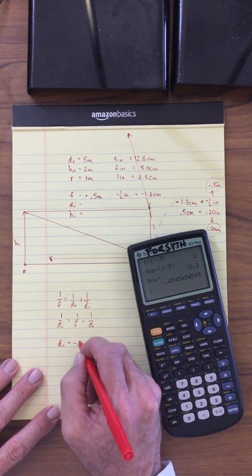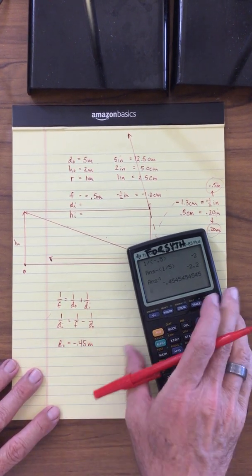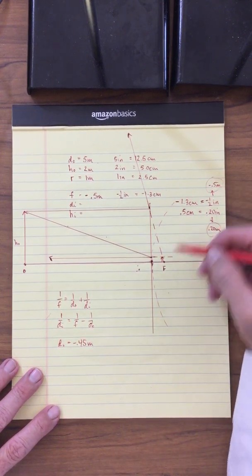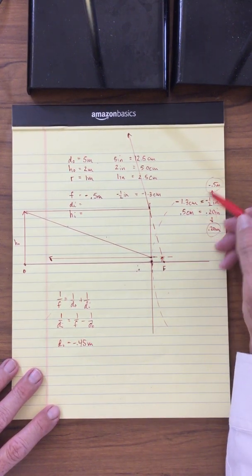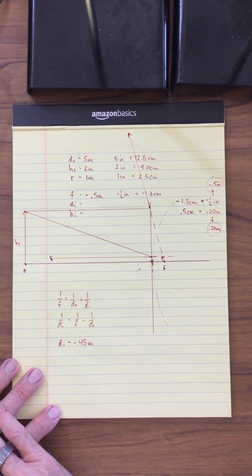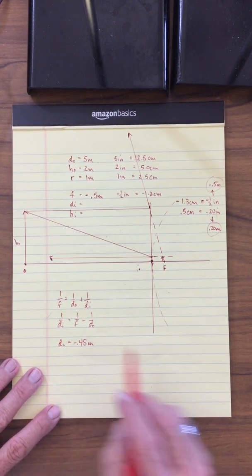Distance of the image is minus 0.45 meters, which is very close to the focal point, which is very close to our drawing right there of minus 0.5, minus 0.45.